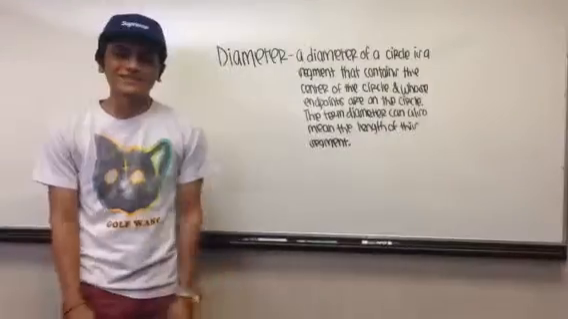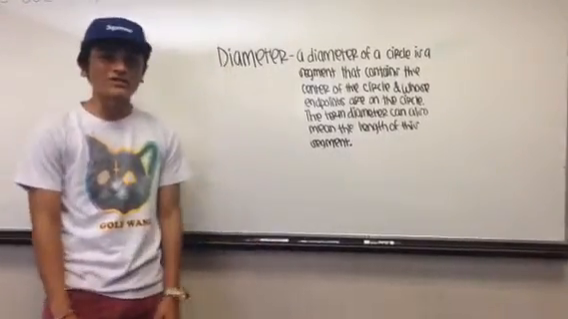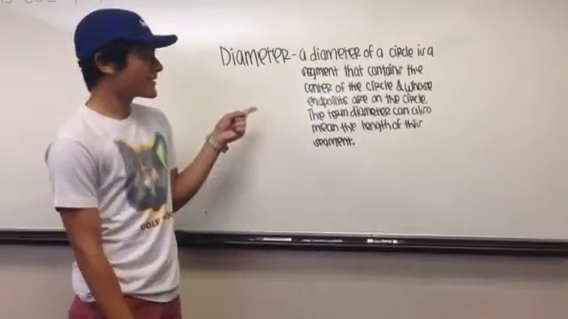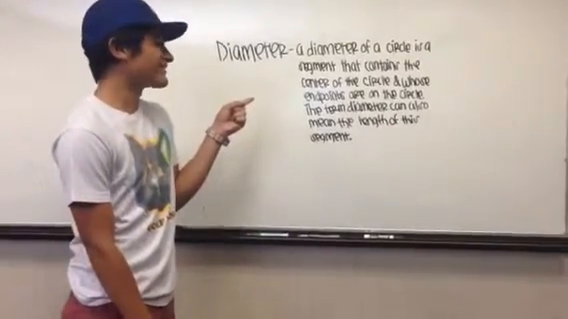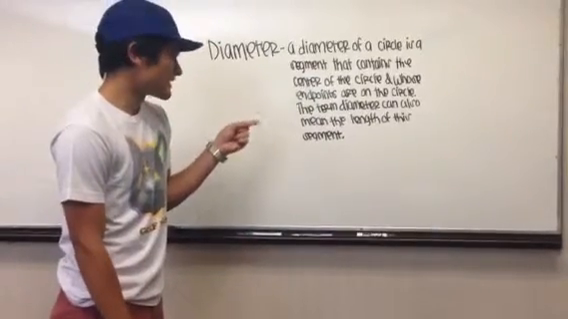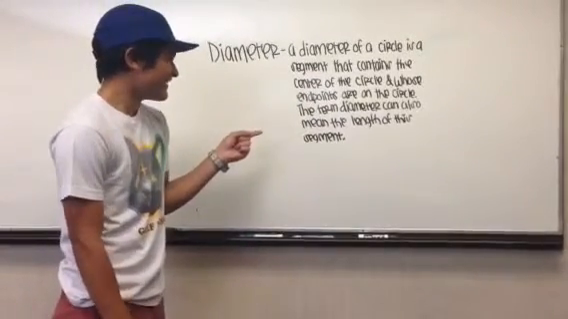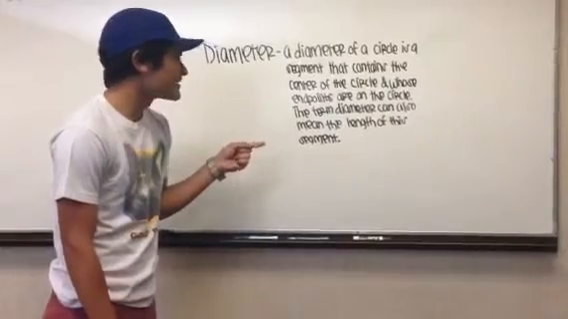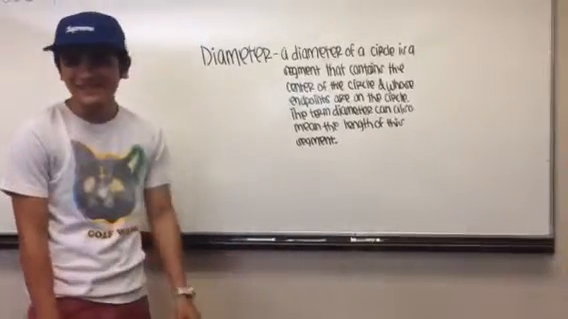Welcome to our math presentation. Today we're going to be learning about the word diameter. A diameter of a circle is a segment that contains the center of the circle and whose endpoints are on the circle. The term diameter can also mean the length of the segment.